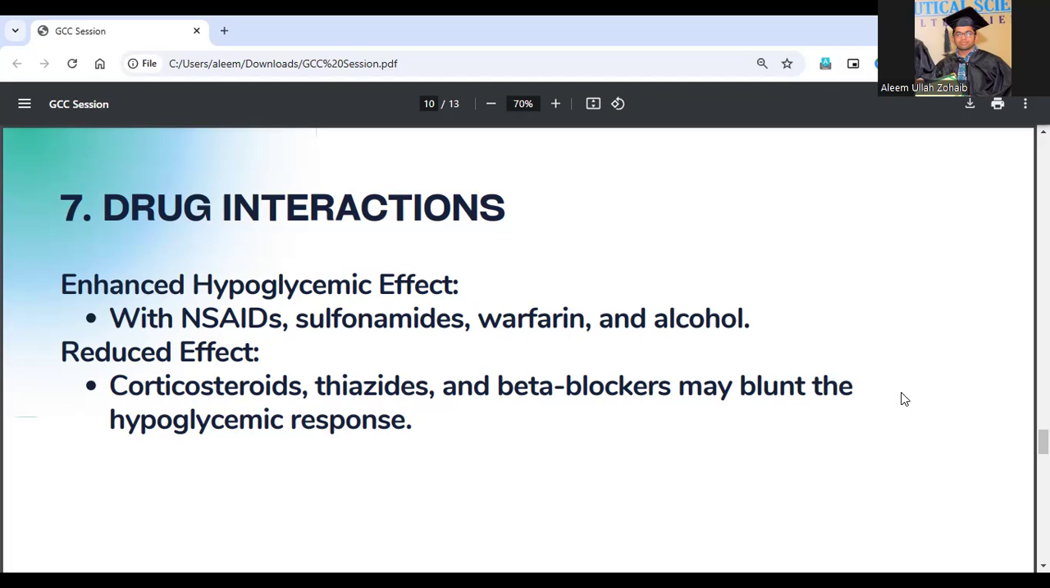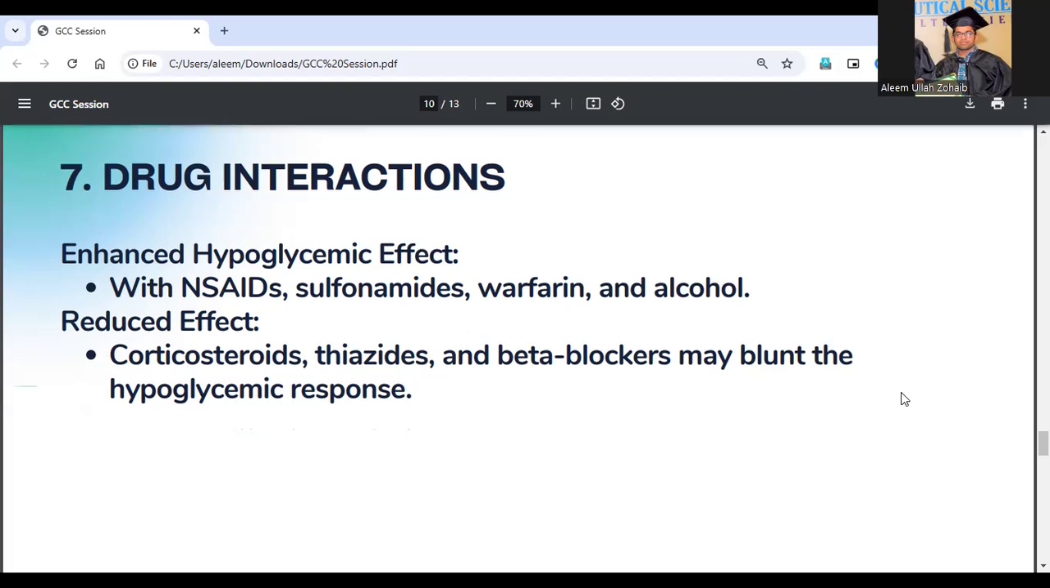Reduced effect: corticosteroids, thiazides, and beta blockers blunt the hypoglycemic response. Thiazides and beta blockers increase the glucose levels and reduce the action of sulfonylureas.